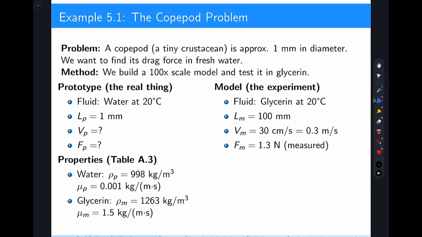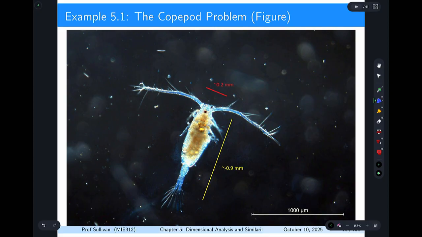At 20 degrees C, water has 1,000 kilograms per cubic meter and 0.001 kilograms per meter second. The glycerin is 1,250-ish kilograms per cubic meter, and the model viscosity is 1.5 kilograms per meter second. And that is what you're trying to model. So you can see it's very small. And I spent a great deal of time on Google trying to find a nice image of one. So just so you know, that sort of effort should be appreciated.